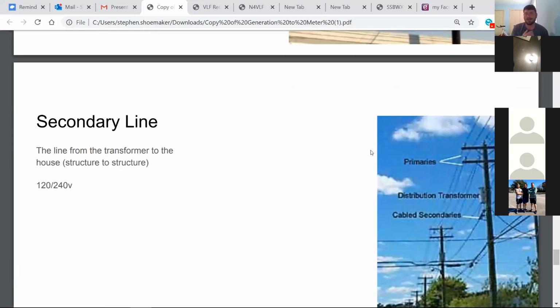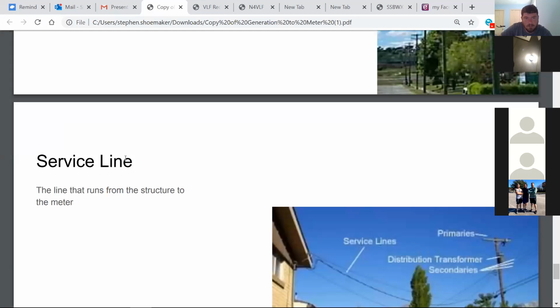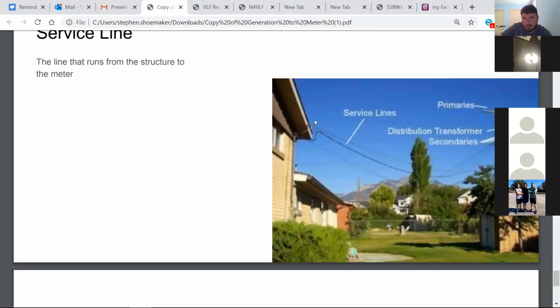Let me see your description. I was a little bit mixed up with, I got lucky with feeder, but all three of those, I wasn't really sure. No, okay. But like everyone else's presentation, I got it right, there's either one or the other that's going on right here. So your secondary line description, the line from the transformer to the house, structure to structure. That's secondary line. And we'll go down to your service line, the line that runs from structure to the meter. That is correct. Okay. And you got the picture absolutely correct. Comes from the structure over to the meter.